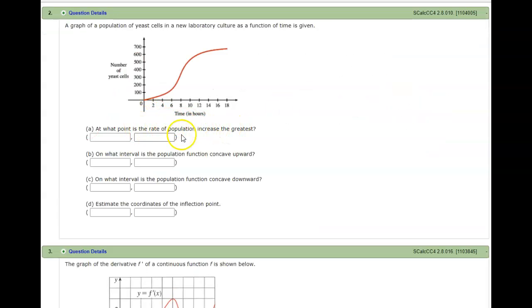So the rate of the population increasing means slope. At what point is the rate of the population increase the greatest? Where is this the steepest? On what interval is it concave down? Concave down forms a frown. So concave up, concave down. Concave downward, they ask up and down here. And then the inflection point is where that concavity changes.